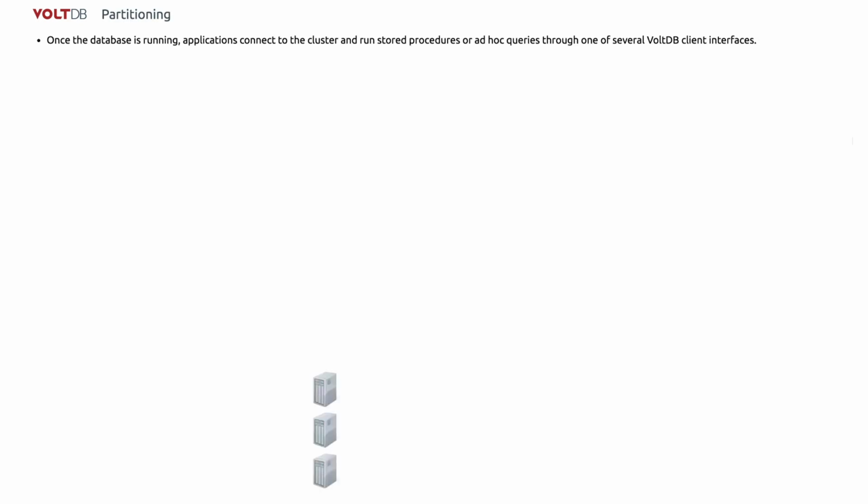Once the database is running, applications connect to the cluster and run stored procedures or ad hoc queries through one of several VolteB client interfaces.